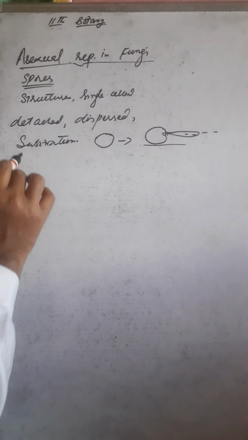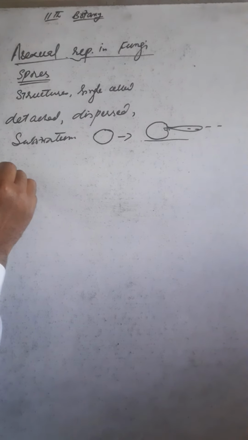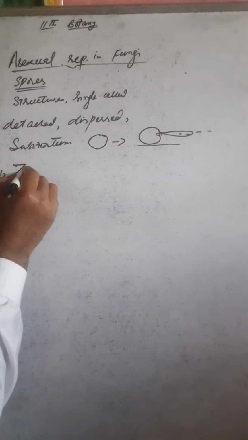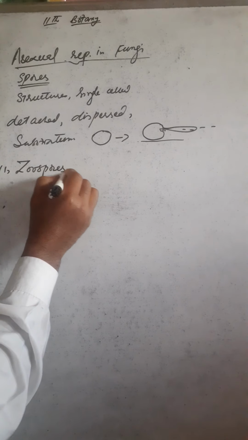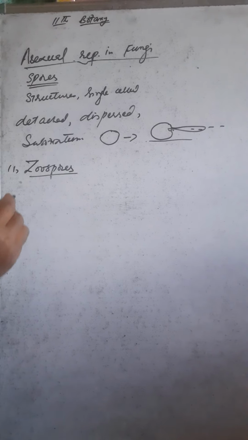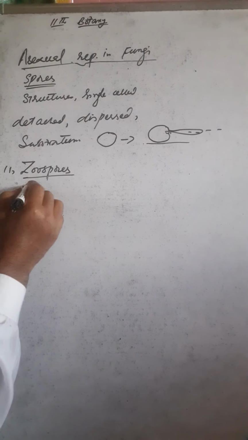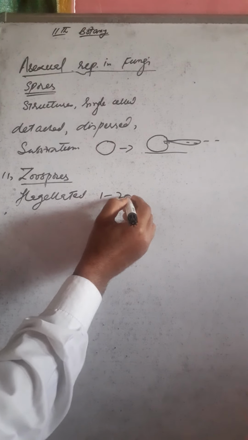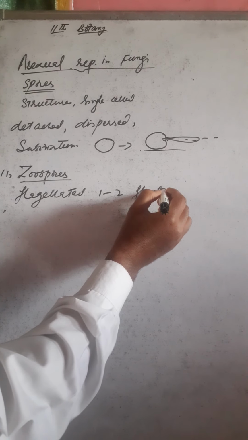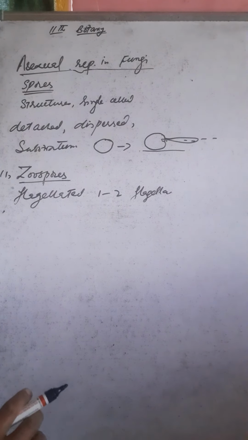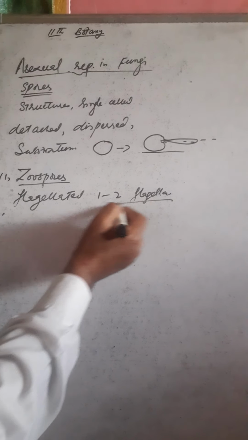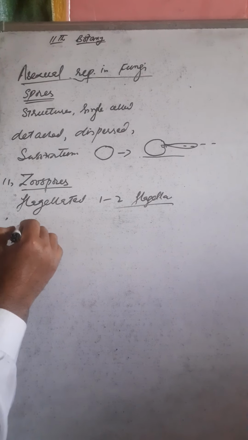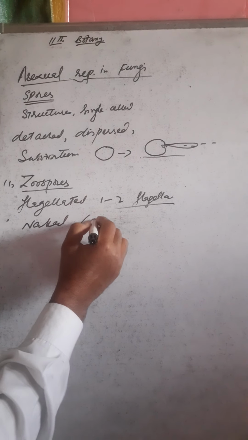These are the spores. Now, what are the different kinds of spores that are produced during asexual reproduction in fungi? Number one, we have the zoospores. Zoospores are flagellated spores, with 1 to 2 flagella, and are naked. That means they don't have the cell wall.